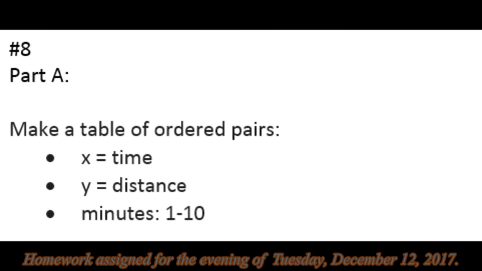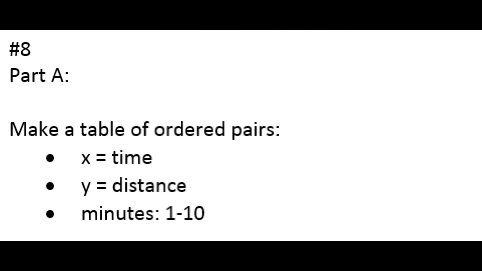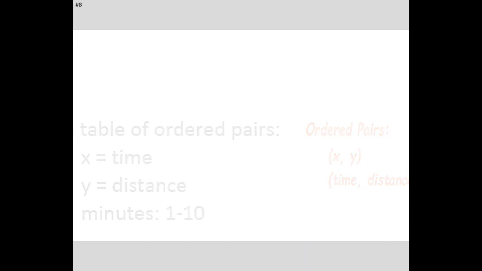And starting with number 8. Number 8 wants us to make a table of ordered pairs. We're comparing time, which is our X, and distance, which is our Y. We're looking at minutes 1 through 10 for the distance that people swim. We're comparing time to distance for men and women for the record breakers.